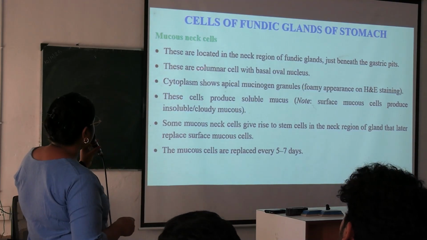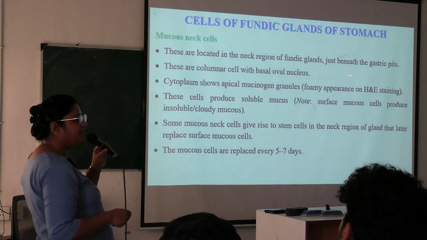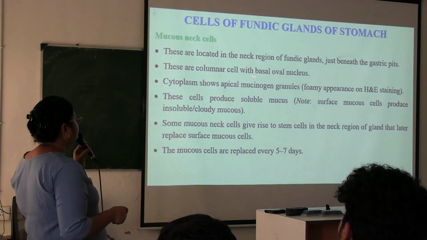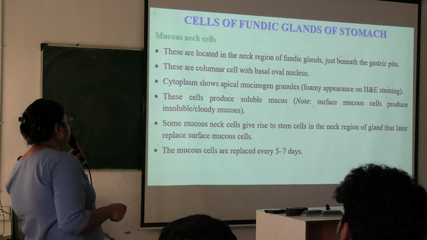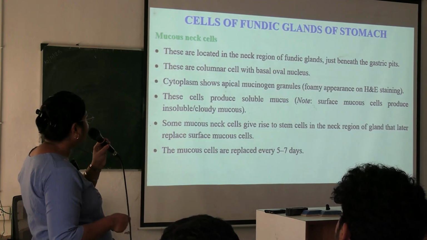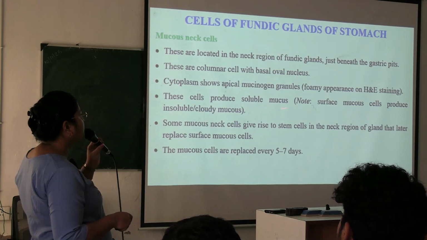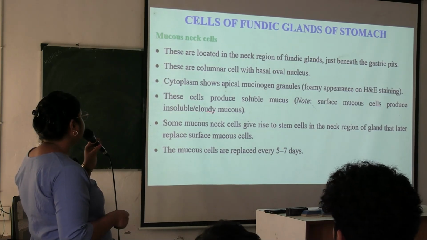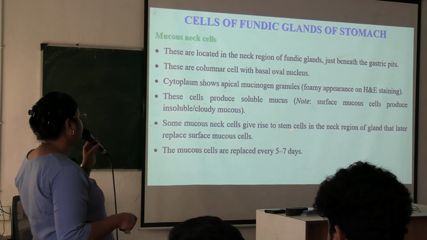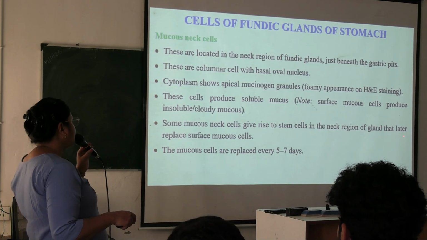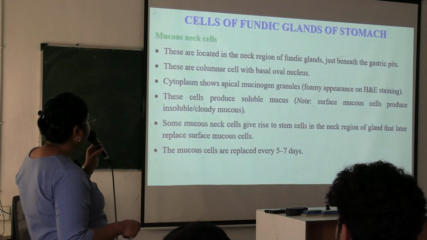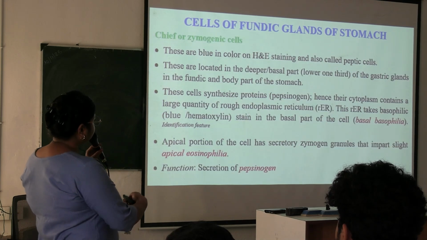First is mucous neck cells, located in the neck region of fundic glands just beneath the gastric pits. They are columnar cells with basal oval nucleus. Cytoplasm shows apical mucinogen granules which have a foamy appearance on HE staining, and these cells produce soluble mucus. Surface mucous cells produce insoluble or cloudy mucus. Some mucous neck cells give rise to stem cells in the neck region of the gland that later replace the surface mucous cells, and the mucous cells are replaced every 5 to 7 days.